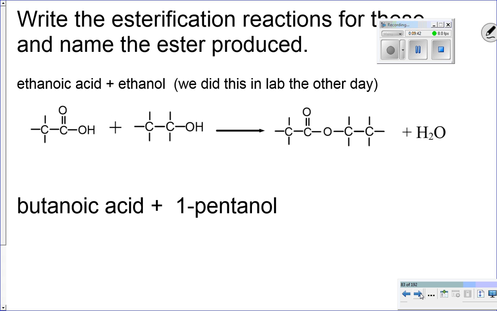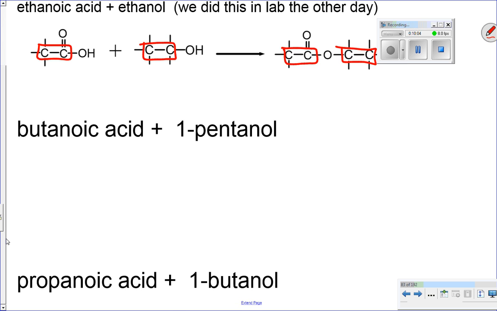Take another minute and do esters, not a bad idea. Ethanoic acid plus alcohol, ethanol, we may not have done this in lab yet. If we have not, we will. You can see that your acid includes 2 carbons, your alcohol includes 2 carbons, so we have 2 carbons, 2 carbons. And again, that water product, and that ester functional group.